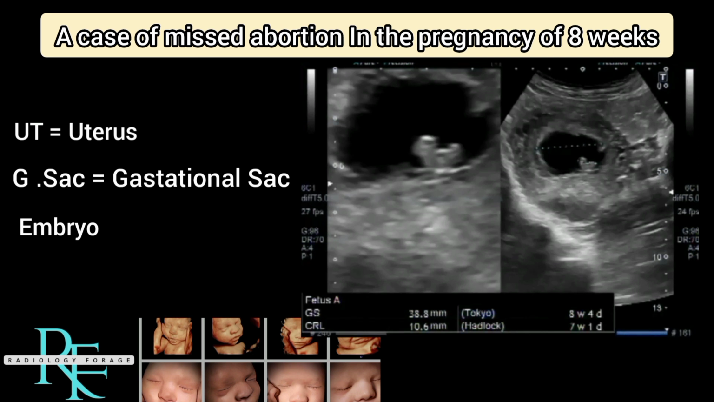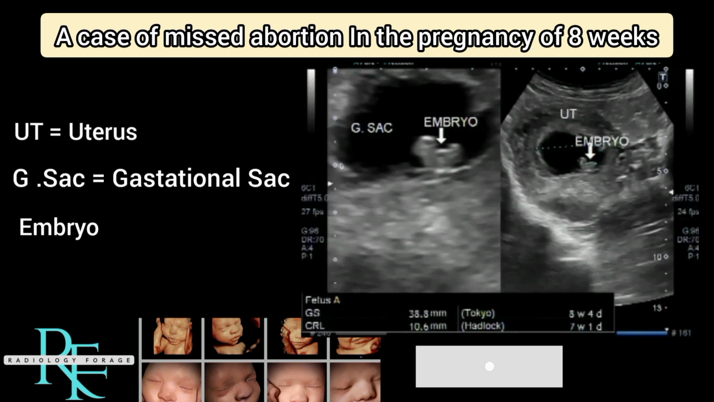Here again you can see the uterus and gestational sac and embryo. This is uterus, this is small and dead embryo. You can see it very clearly. This is embryo and uterus and gestational sac.